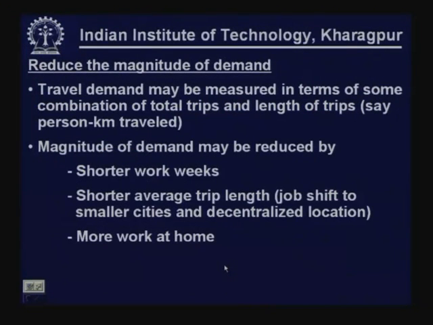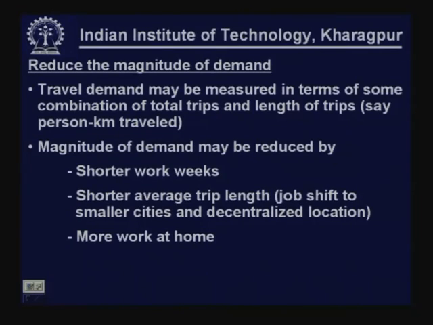Now, reduce the magnitude of demand. How can we reduce the magnitude of demand? Remember that travel demand may be measured in terms of some combination of total trips and also length of trips, say person kilometer travel. In fact, this is a more rational quantification of demand. If we say only the number of trips, we may ignore whether they are short trips or long trips. So, if we consider a combination of total trips and lengths, say person kilometer, that gives a rational and balanced measure of the magnitude of demand.